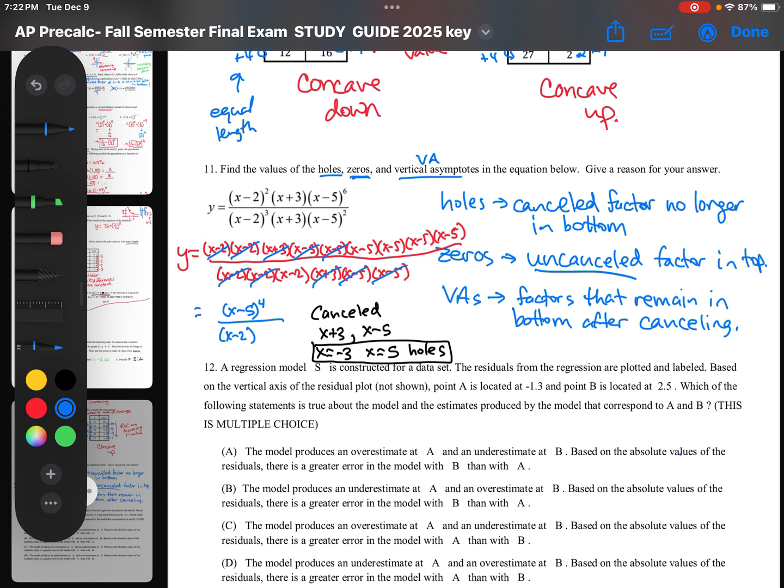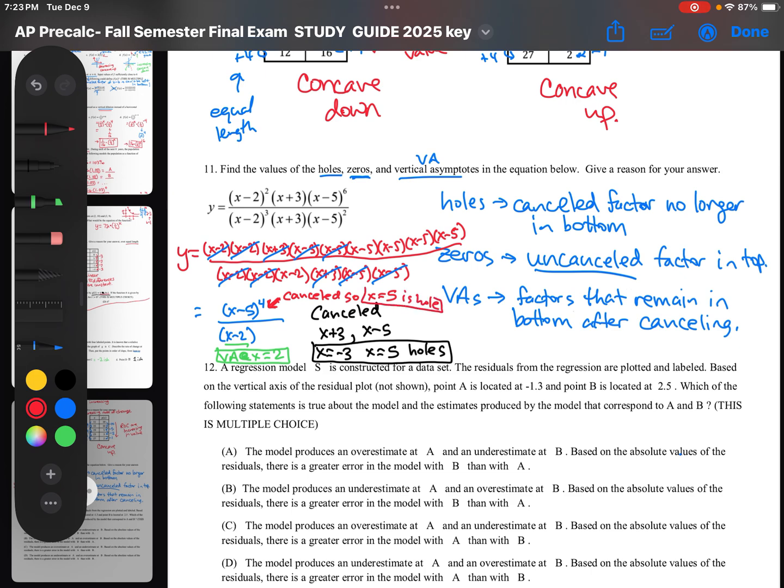Next thing I'm going to focus on is the things that are not canceled. I still have an x minus 2 in the denominator, so that means I have a vertical asymptote at x equals 2. When I look at the top, I do have this x minus 5 to the 4th power, but it was canceled. There were x minus 5's that were canceled. So that means that x equals 5 is a hole.